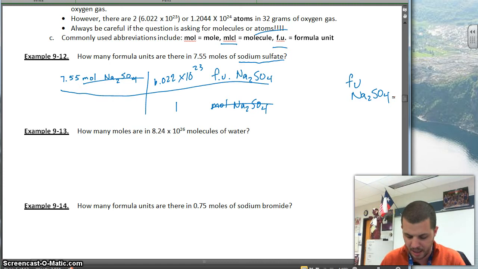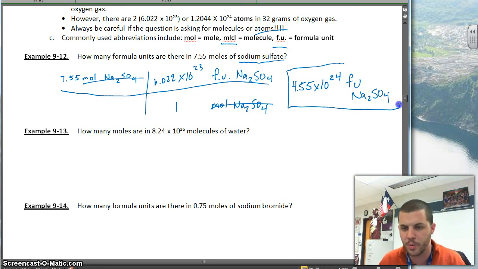So now I turn on the calculator and I do 7.55 times 6.022 second E 23. Don't forget the second E, okay? We do second E 23 for times 10 to the 23rd power. I get that my answer is 4.55 times 10 to the 24th power. Now this is my final answer: 4.55 times 10 to the 24th power formula units of Na2SO4.